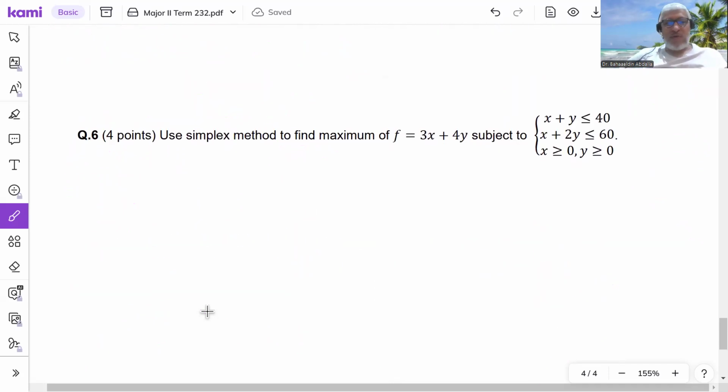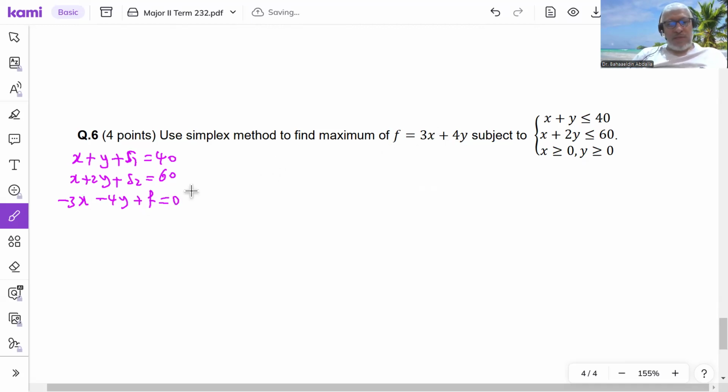Question about the simplex method. Find the maximum. Well, first, we change each inequality to an equation by introducing the slack variables. So this is the first slack variable, and this is the second slack variable. And then the objective function, we take everything to the left-hand side, so the right-hand side would be 0.